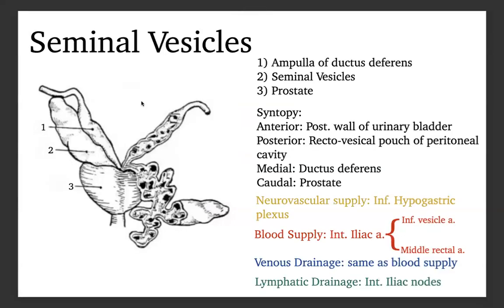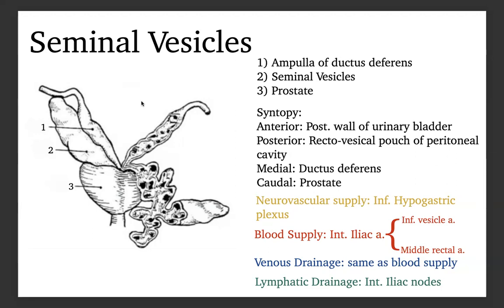Next, you have the seminal vesicles. Now, what are these? These are simple tubular glands, and they produce around 50 to 80% of the ejaculate. And it mainly produces alkaline fluid with fructose. The fructose is for the spermatozoa to feed on, and the alkaline fluid protects the spermatozoa.